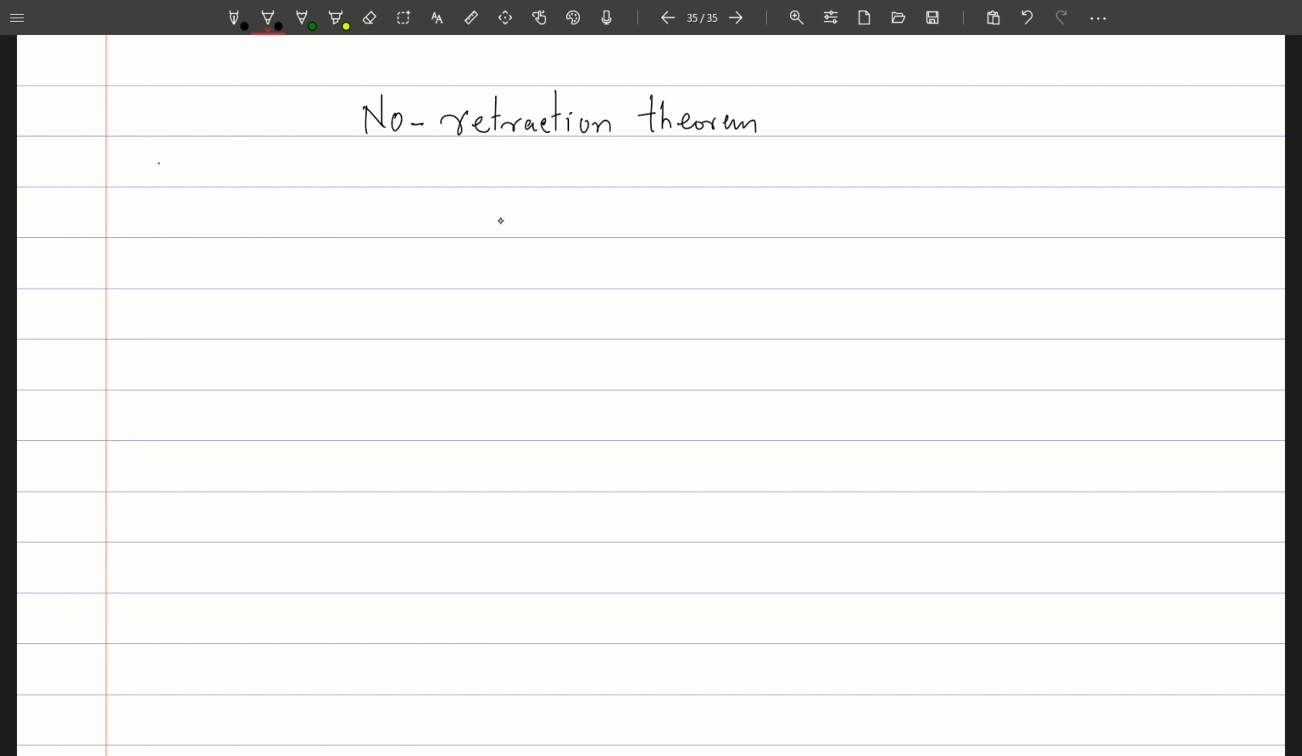In this lecture, we'll prove that there is no retraction of the closure unit disk onto the unit circle. But before that, we'll start with the definition of a retraction. So we have this definition.